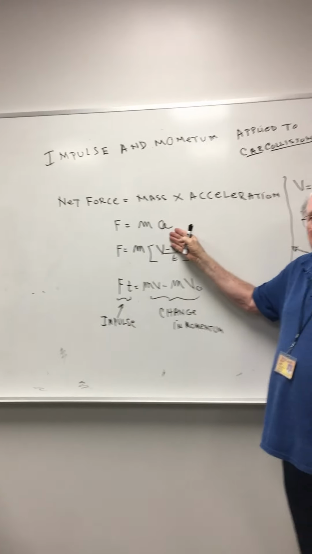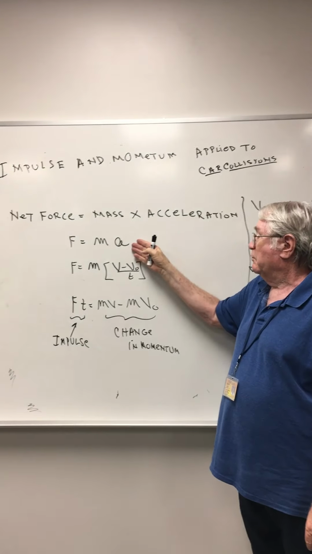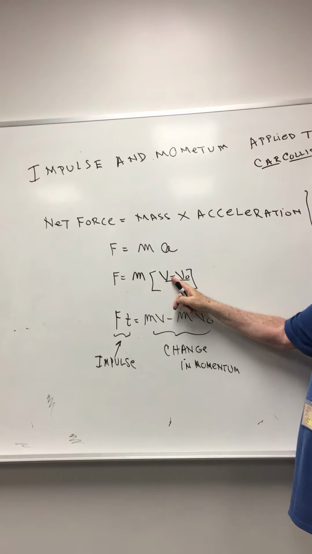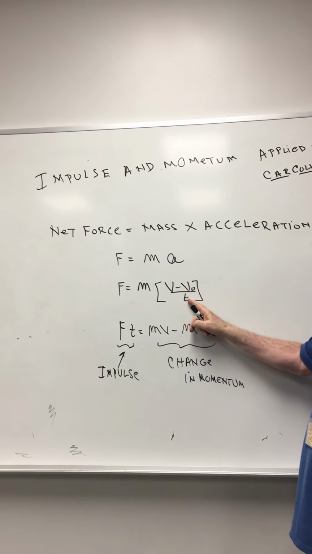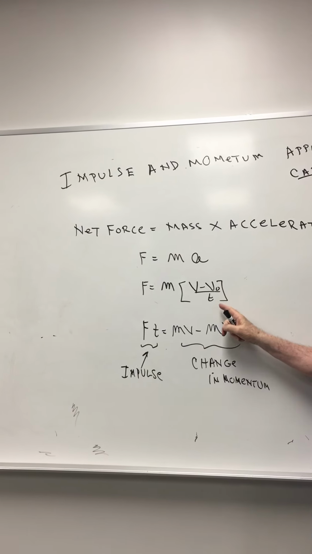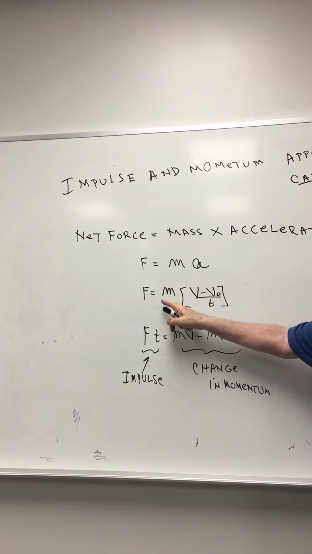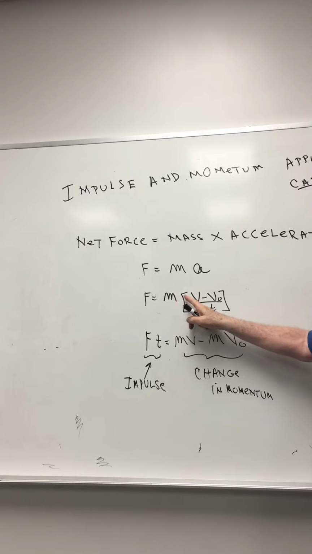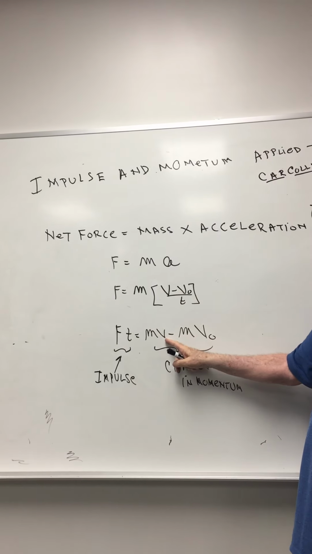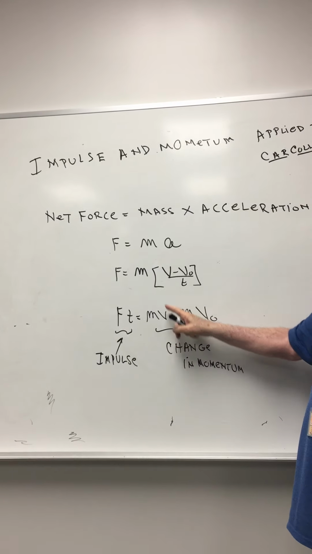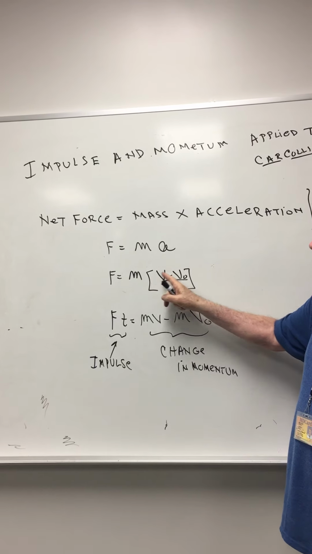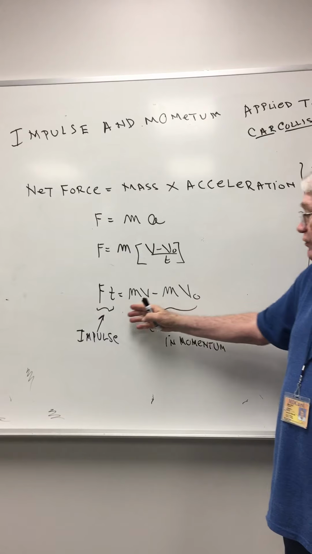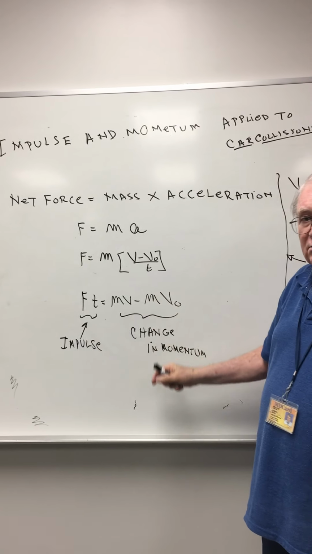Of course, this is a very simple way of doing this type of problem. It's going to be m times parentheses v minus v sub 0 divided by t. And then I multiply both sides by t, and it becomes F times t. And the other side will become m times v, the final momentum, and then minus m times v sub 0, and that's the initial momentum. So this is called impulse, and that's called change in momentum.